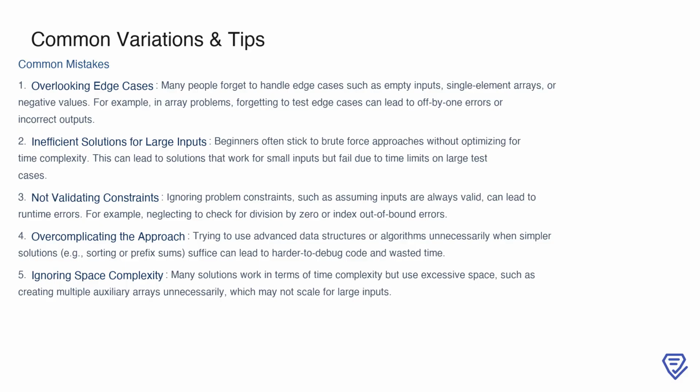Similarly, ignoring problem constraints such as assuming inputs are always valid can result in runtime errors like division by zero or accessing elements outside an array's bounds. It's also common to overcomplicate solutions by using advanced techniques when simpler ones, like sorting or prefix sums, would suffice. This not only increases debugging time but also makes your code harder to understand. Lastly, while optimizing for time complexity is crucial, don't overlook space complexity. Using excessive memory, like creating unnecessary auxiliary arrays, can make your solution impractical for larger datasets.